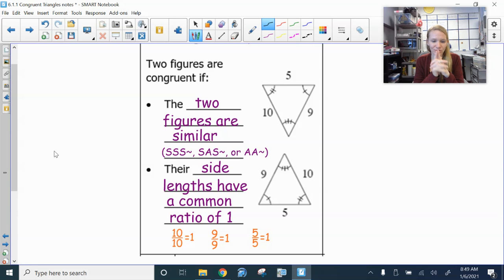So we can see in the triangles that I have there, I've got 10 matches with 10, 9 matches with 9, and 5 matches with 5. They all have the same zoom factor of 1. So that's on the blue sheet again. And if you don't have that blue sheet handy, no big deal. I'll post these online with the blue sheet filled out too, so that you have that and are able to quickly access it.